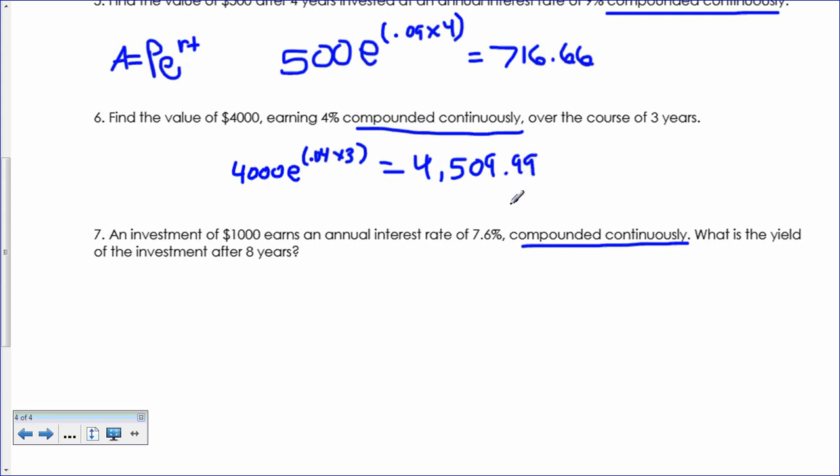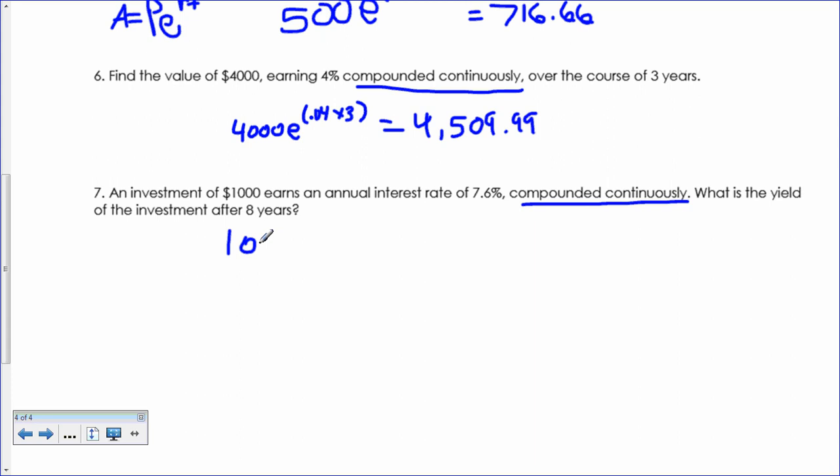And then the last one here, you have an investment of $1,000. And then you have your E with an investment rate of this percentage. As a rate, you have to divide by 100, so you would get 0.076. And then they want the yield after 8 years, so you would multiply that times 8. So it would be 1,836 times, 0.75. And that's it.